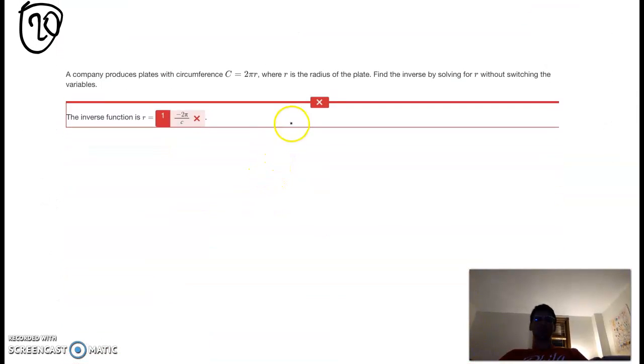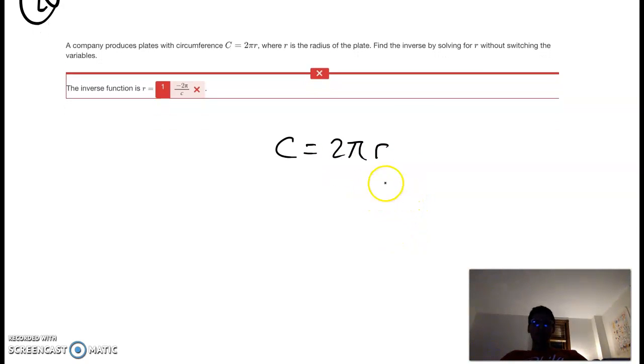Alright, last question. A company produces plates with circumference C equals 2 pi r, where r is the radius of the plate. Find the inverse by solving for r without switching the variables.